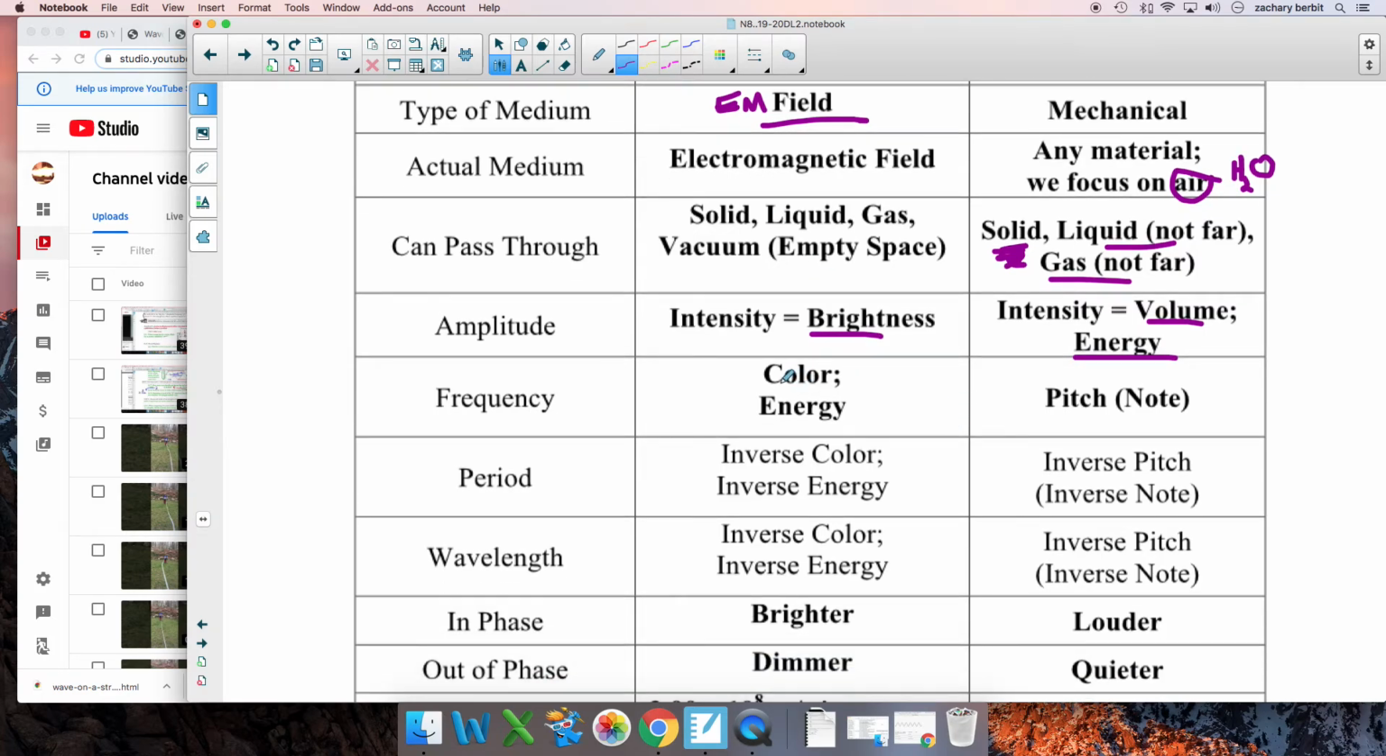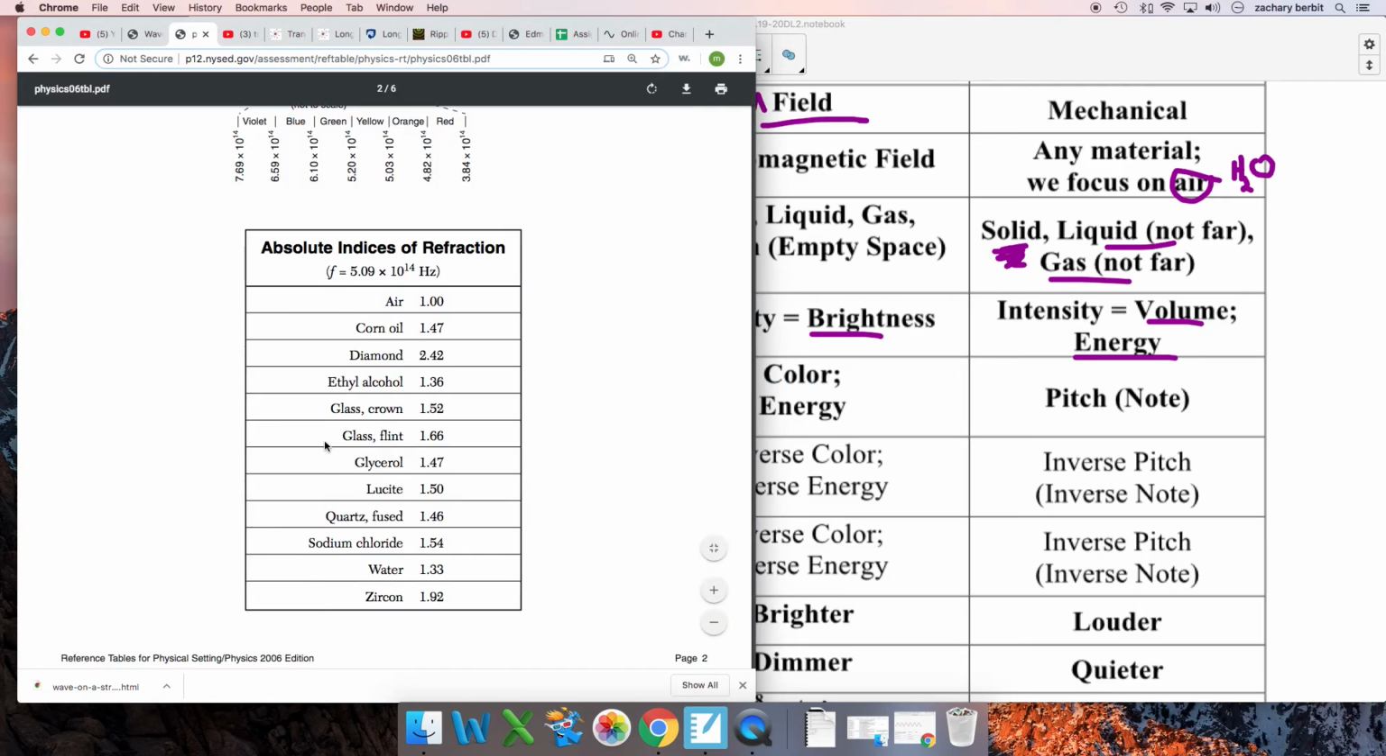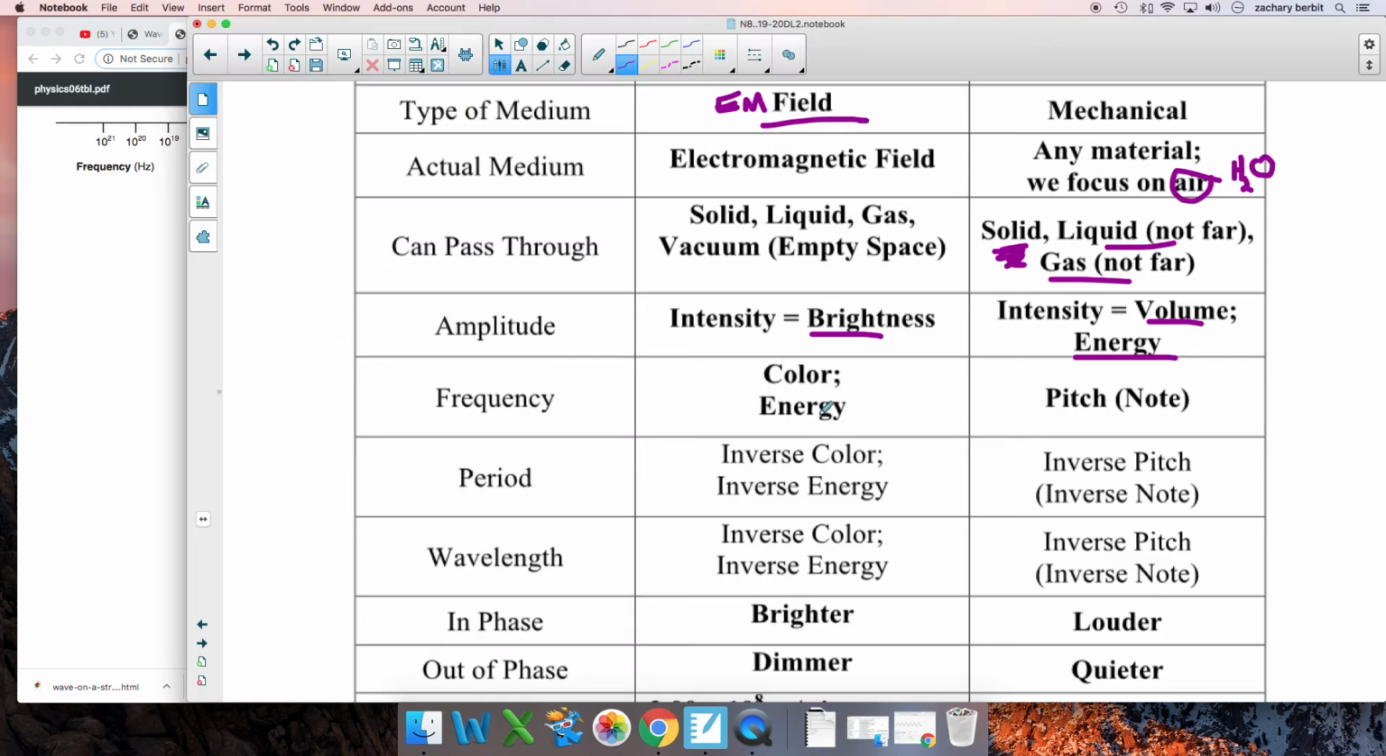For light, frequency tells you the color. You saw that on PRT2. And it also tells you the energy. That's that high energy blue light. Hard to sleep. Make the redshift on your phone.